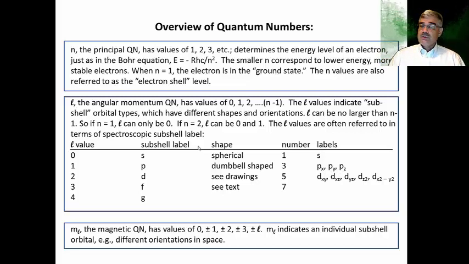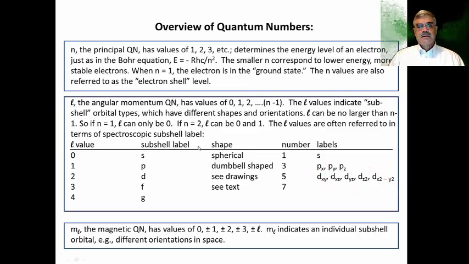When L equals 2, we have a d orbital. Turns out there will be 5 different d orbitals, and on the right I have shown the sort of labels that we use for these. Again, it's looking a little complicated now, but wait till I show the next slide and it'll clear up a little bit.